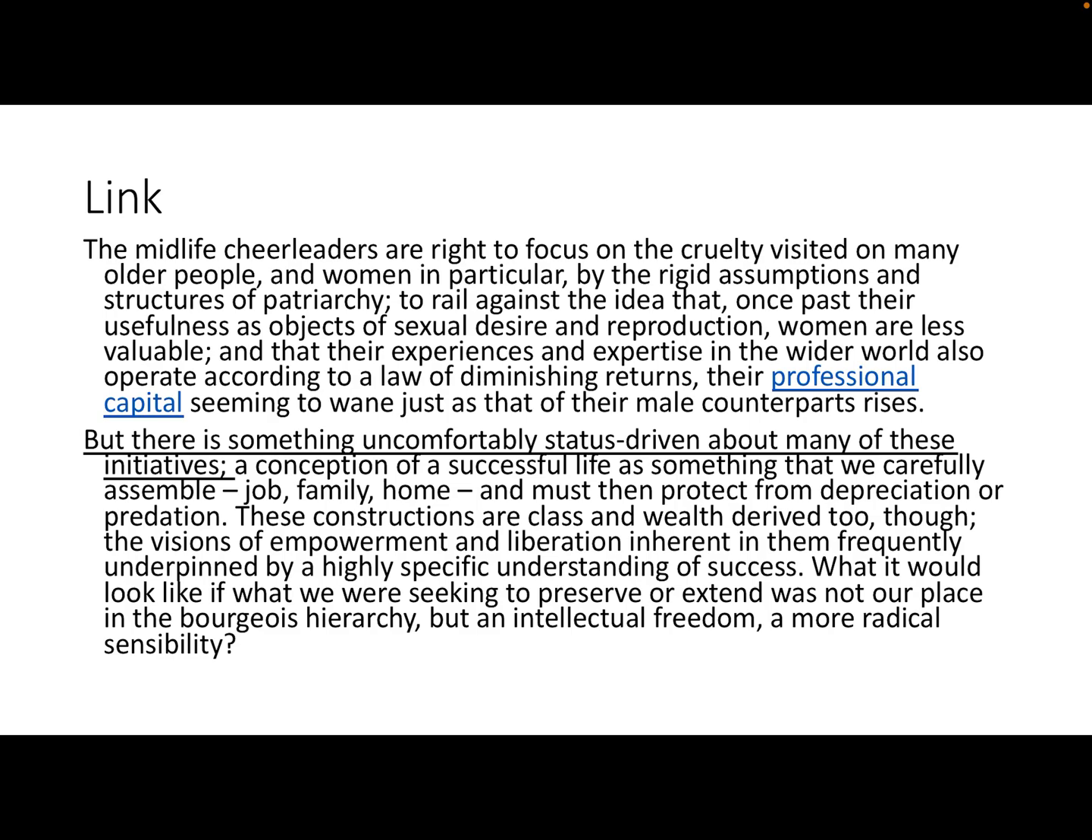But there is something uncomfortably status-driven about many of these initiatives. A conception of a successful life as something that we carefully assemble, job, family, home, and must then protect from depreciation or predation. These constructions are class and wealth-derived too, though. The visions of empowerment and liberation inherent in them frequently underpinned by a highly specific understanding of success. What it would look like if we were seeking to preserve or extend was not our place in the bourgeois hierarchy, but an intellectual freedom, a more radical sensibility.